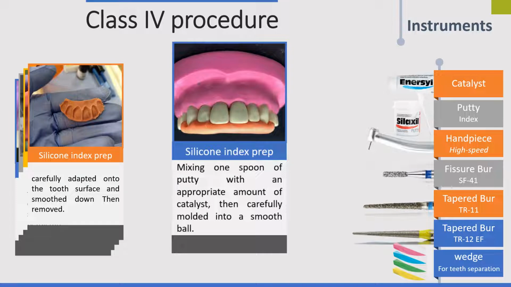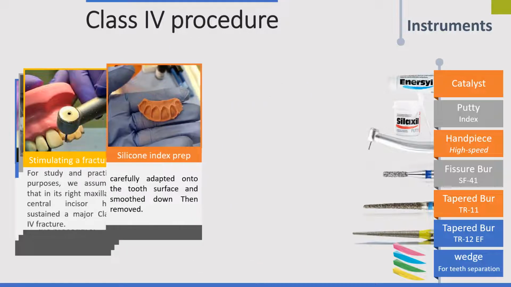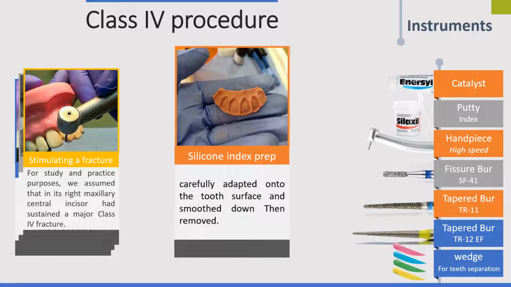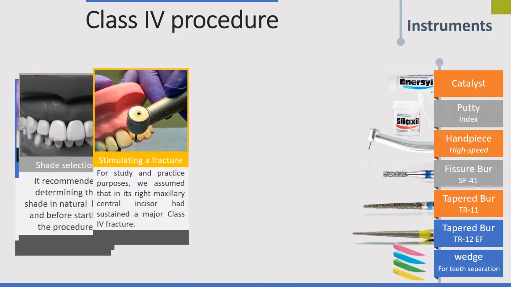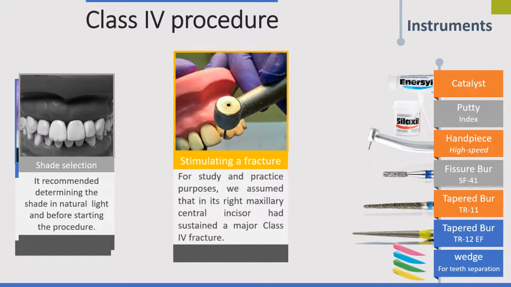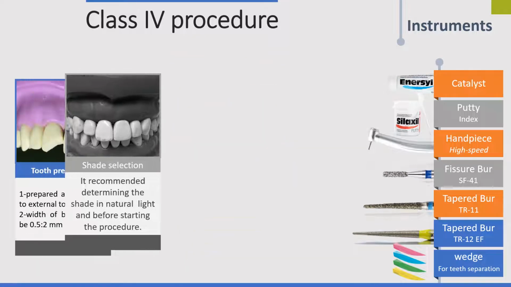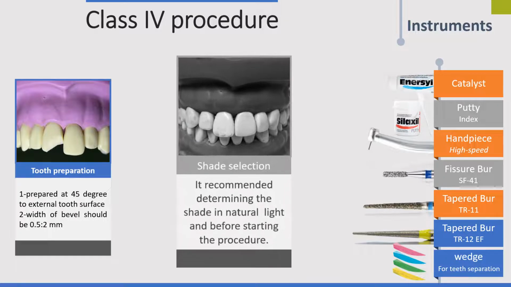By mixing one spoon of putty with an appropriate amount of catalyst in a bowl, then adapt it onto the tooth surface, smoothen down and remove. And of course, for preparation of that index, we need to cut the excess to avoid any interference afterwards. Then, we mimic a Class 4 fracture on the right maxillary incisor using a handpiece, of course. For shade selection, it's recommended to do it in natural light before delving into any other procedures to obtain the perfect shade to get optimal aesthetics.